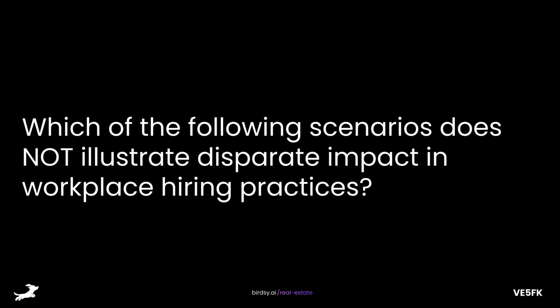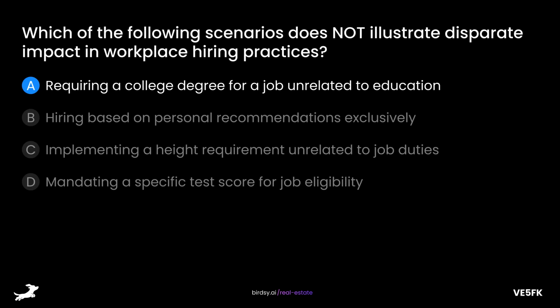Which of the following scenarios does not illustrate disparate impact in workplace hiring practices? Is it A, requiring a college degree for a job unrelated to education? B, hiring based on personal recommendations exclusively? C, implementing a height requirement unrelated to job duties? Or D, mandating a specific test score for job eligibility? The answer is B, hiring based on personal recommendations exclusively.